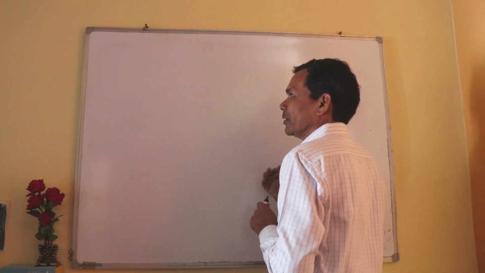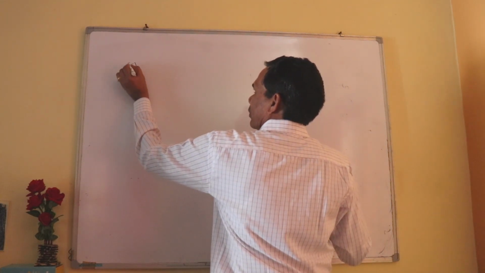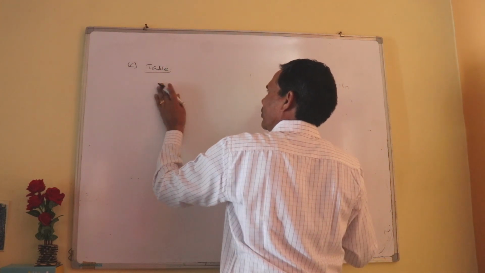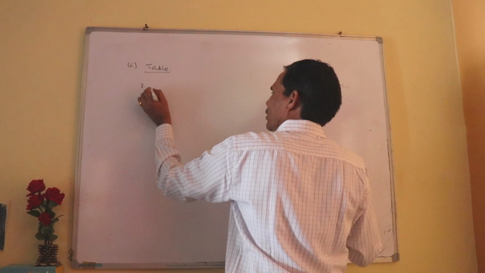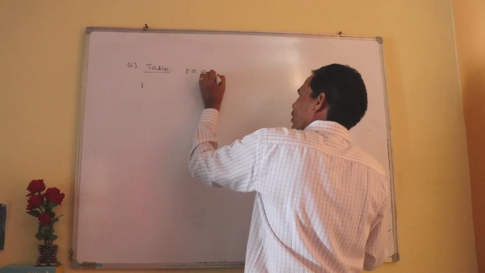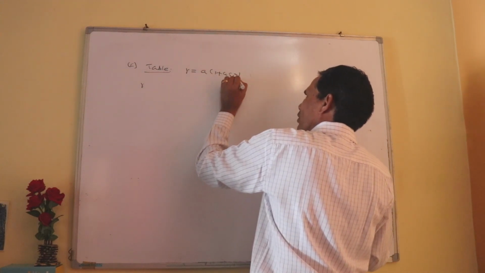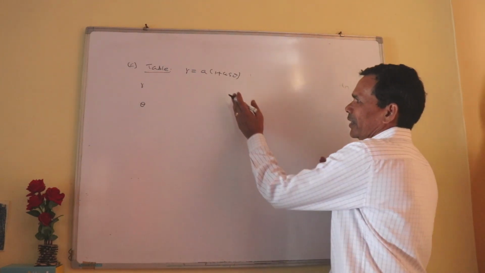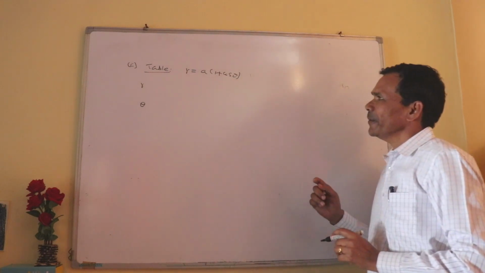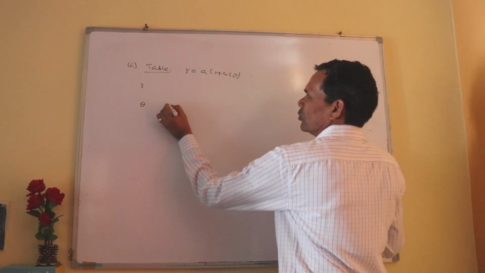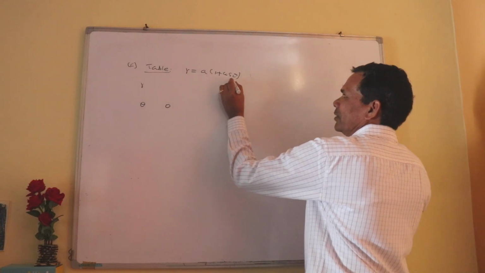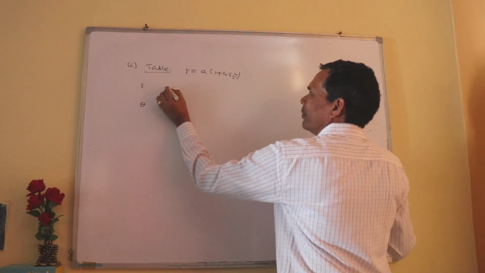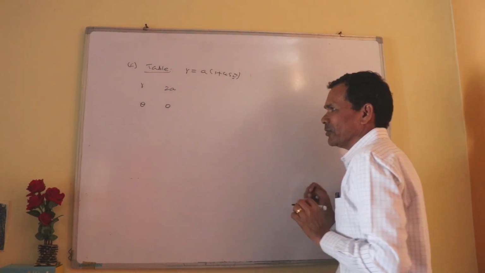So the next point is the table for the values of r and theta. Now if you observe, r is equal to a(1 + cos theta), for theta and r. So for theta, I take some suitable values here, a few values. For theta equal to 0, cos 0 is 1, 1 plus 1 is 2, which means this value is 2 times a.